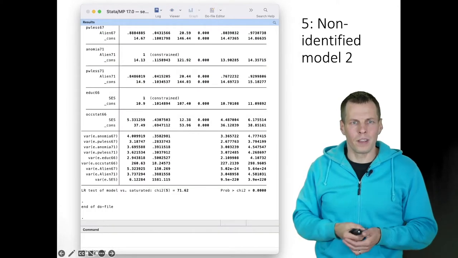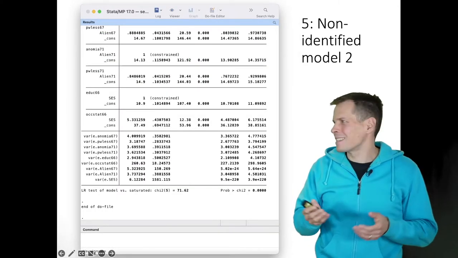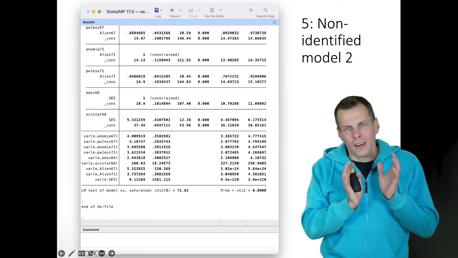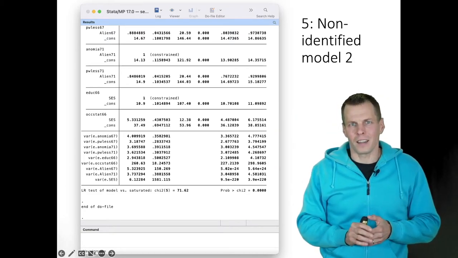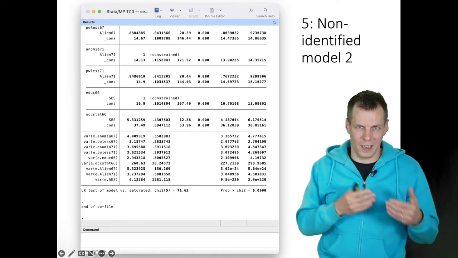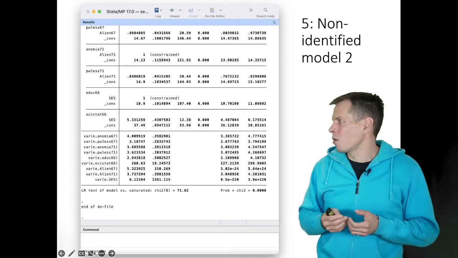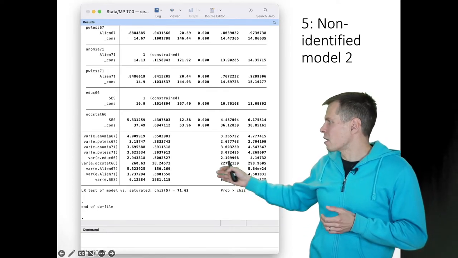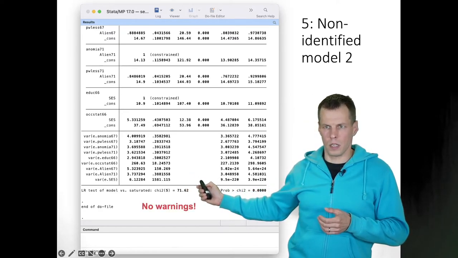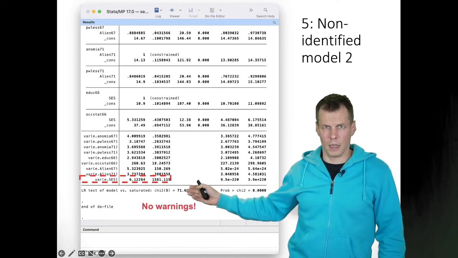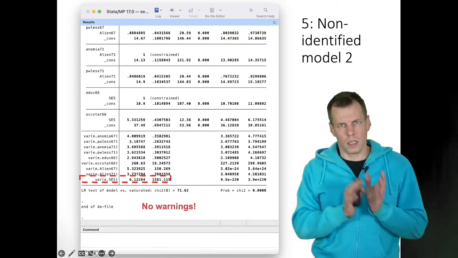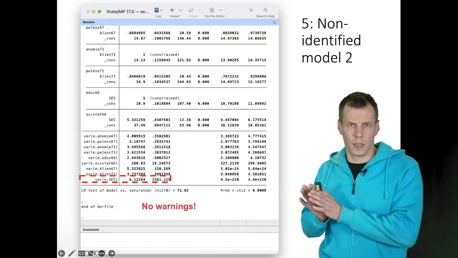And we run the model. Surprisingly, there are no warnings. So some researcher might actually think that these results are trustworthy because the software does not tell us anything, but a closer inspection reveals that we have some very large standard errors here. That would indicate that there is some kind of identification problem with the model. Large standard errors are an indication of an identification problem.